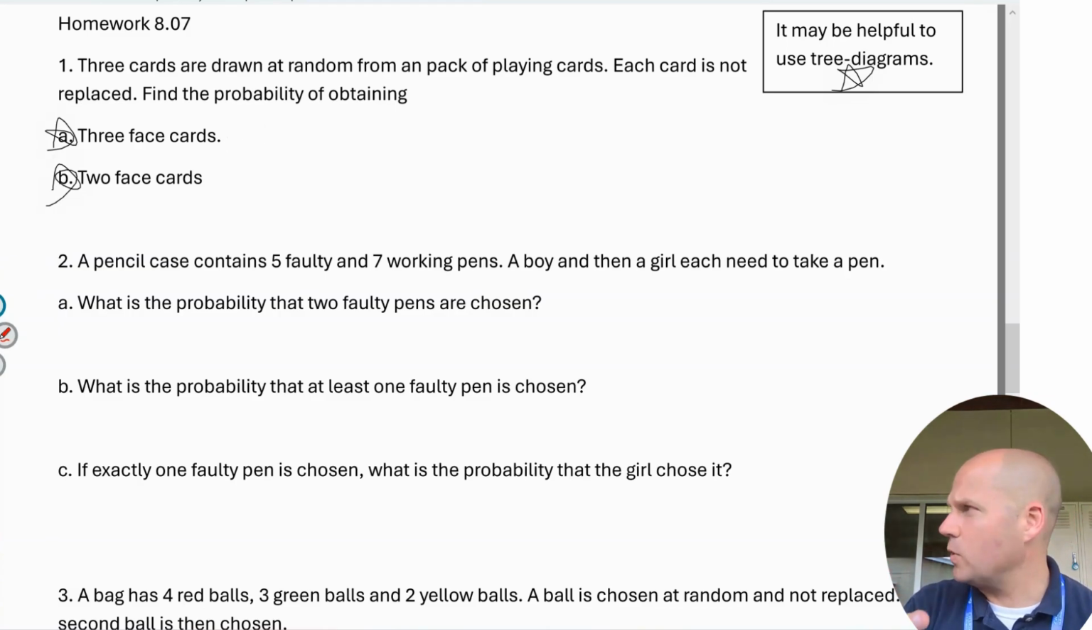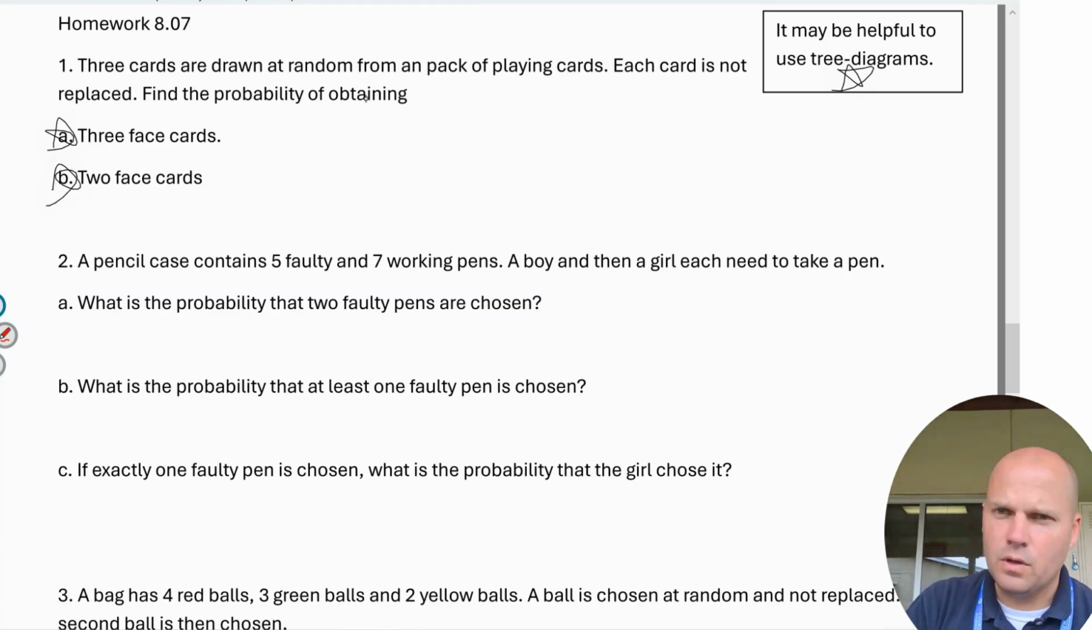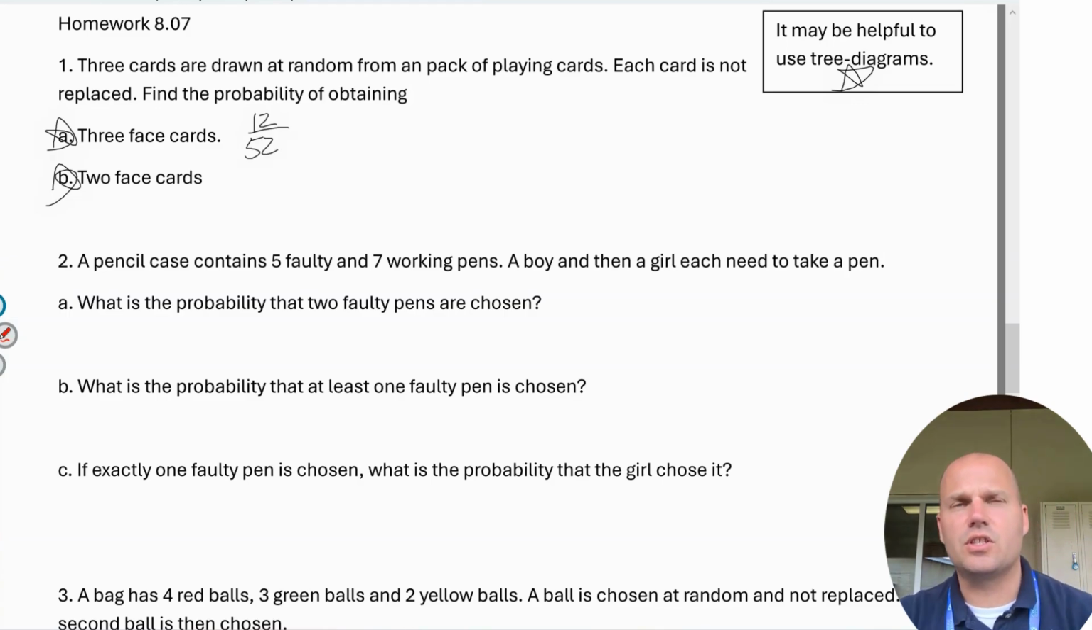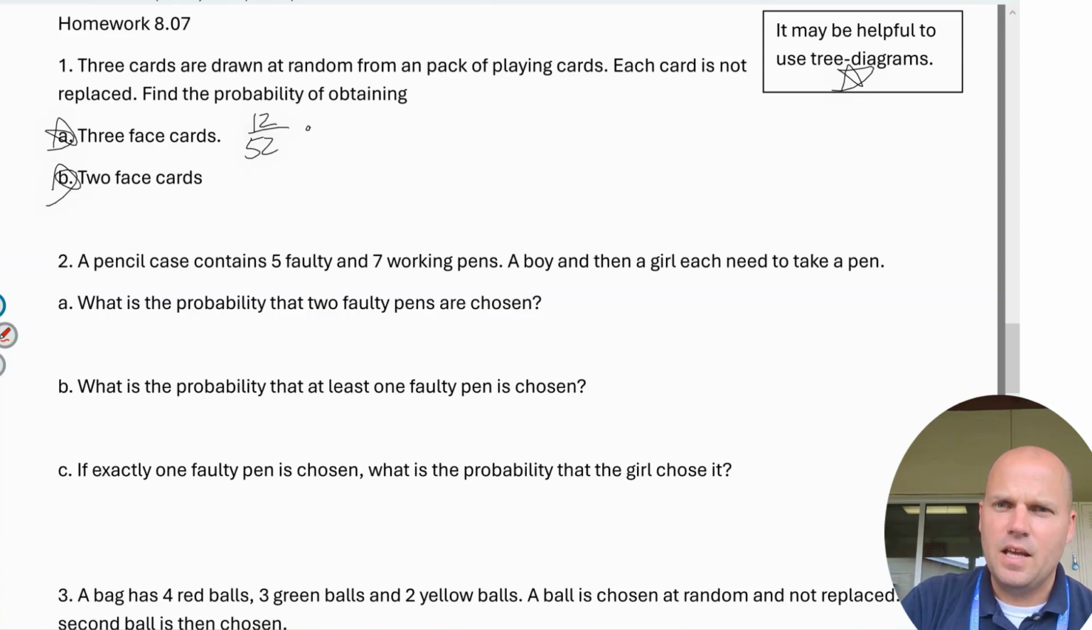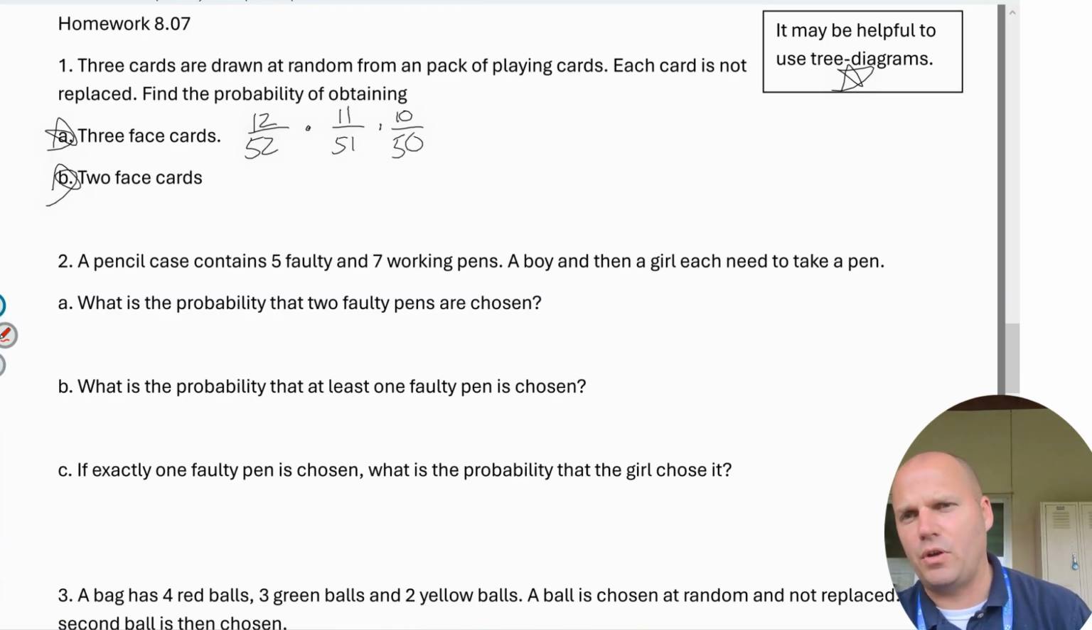Face cards are jacks, queens, kings. So those are 12 out of the 52 cards. It's the probability that I'm going to pull a face card. But then if I've pulled one face card, I'll have 11 face cards left out of 51. And then I'll have 10 out of 50. That'd be the probability of pulling 3 face cards in a row.